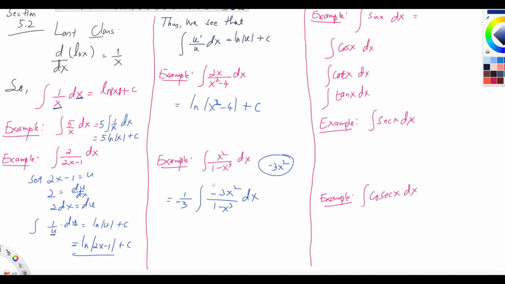So sometimes if the derivative is not exactly what it is in the numerator, then you can multiply by a constant or divide by a constant and make it the derivative of the denominator function and then use that formula, right? So keep the negative 1/3. Now this integral is basically negative 1/3 times natural log of the absolute value of 1 minus x cubed, plus c. That's what you can write. Okay, so that is the final answer.